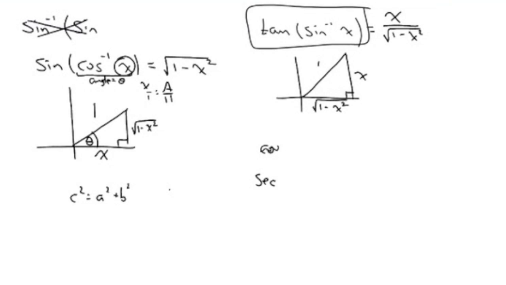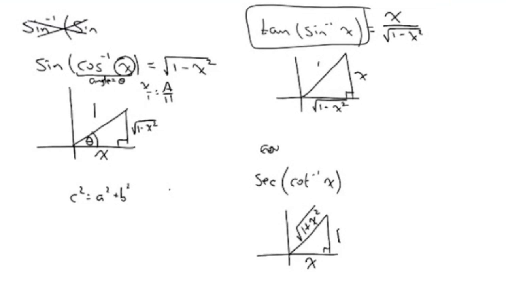Last one. Secant of cotangent inverse of x. Not that you'd ever see this one, but you should be able to figure it out. Draw your triangle. Adjacent over opposite. So this side becomes x. This side becomes 1. This side becomes the square root of x squared plus 1, but most books will write it this way. Don't know why. I don't write it that way.